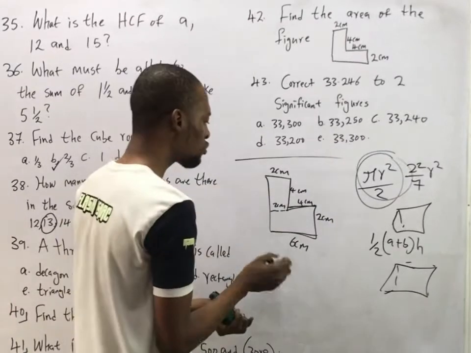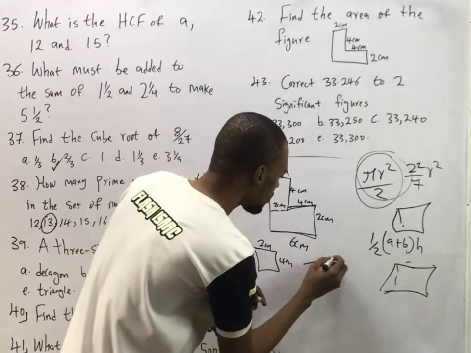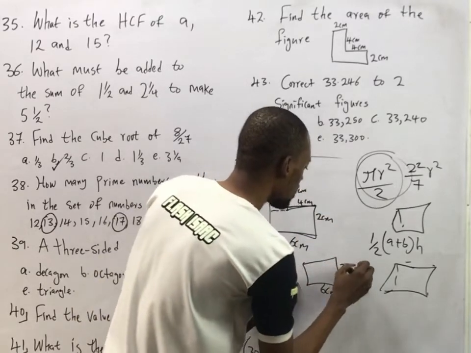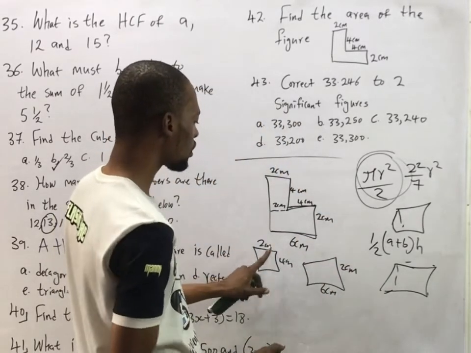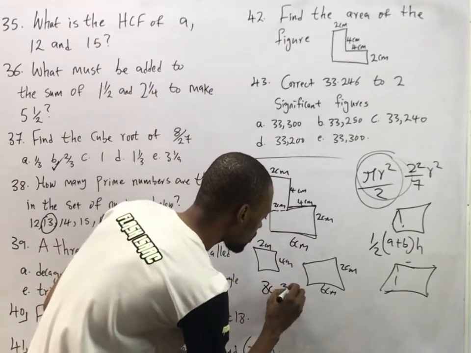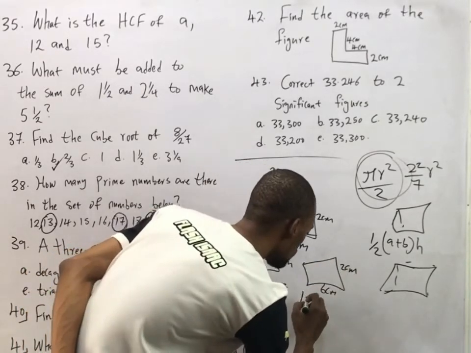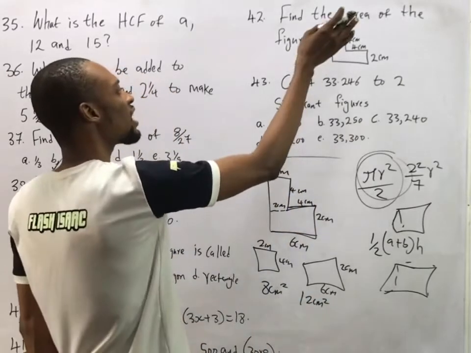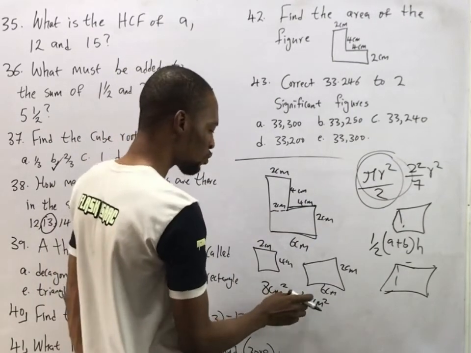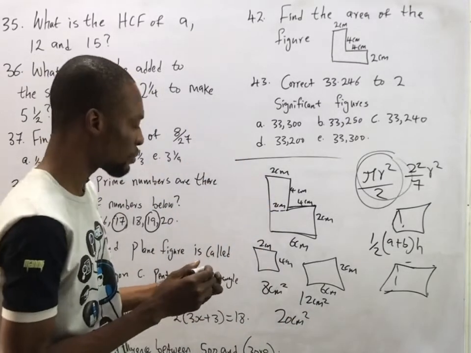So separating the shape, we have two shapes: one with 2 cm and 4 cm, which is this, and another one with 6 cm and 2 cm. The area of this rectangle is length times breadth, that is 2 times 4, 8 cm squared. And the area of this is length times breadth, 6 times 2, which is 12 cm squared. So the total area of the shape is adding the area of both rectangles, which will give you 8 plus 12, that's 20 cm squared. That is the area of that shape.